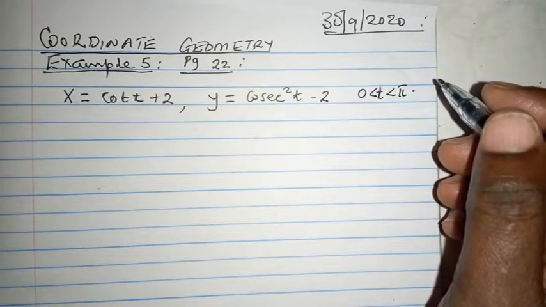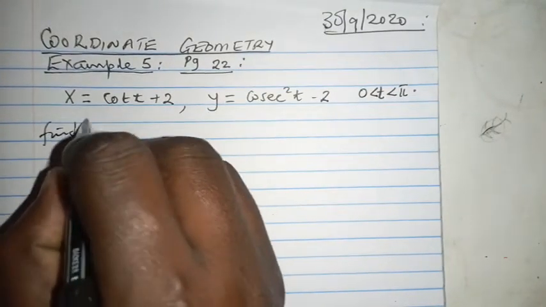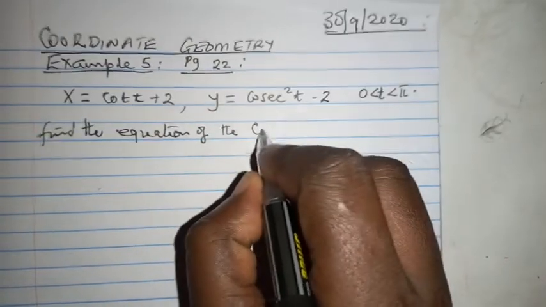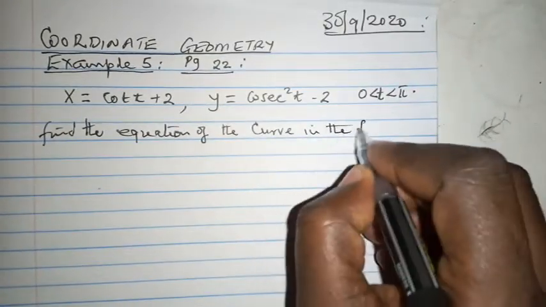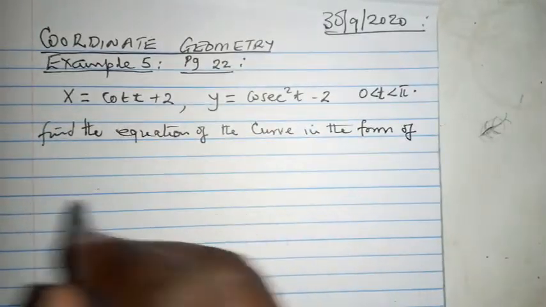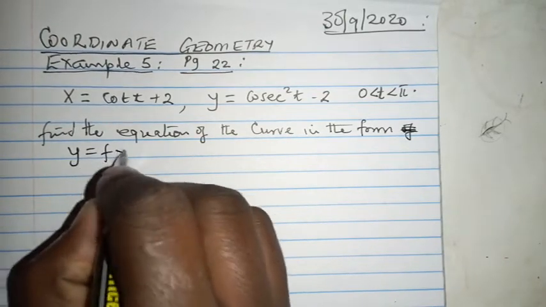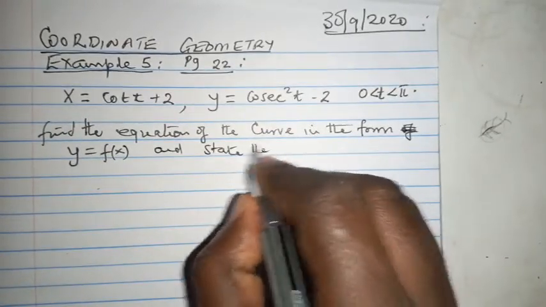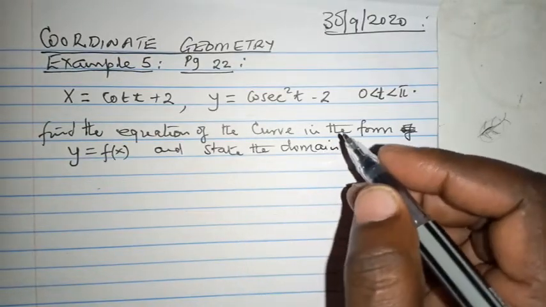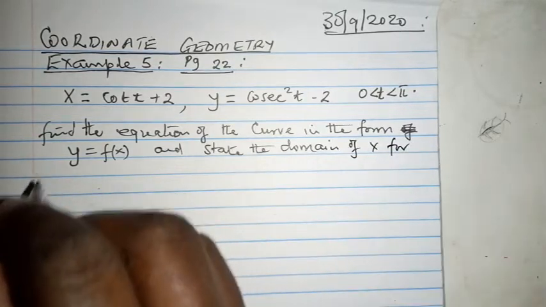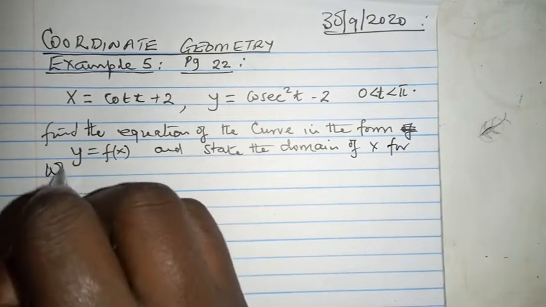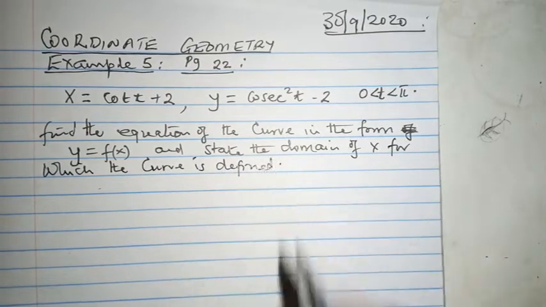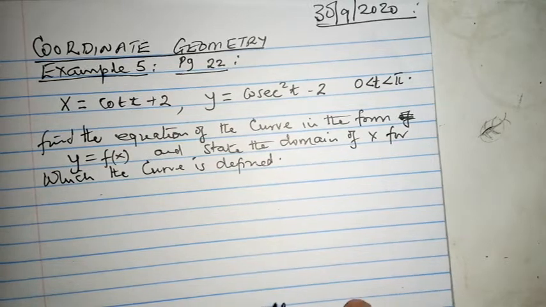Part A: find the equation of the curve in the form y equals f(x), and state the domain of x for which the curve is defined. Okay, let's get to the real thing.